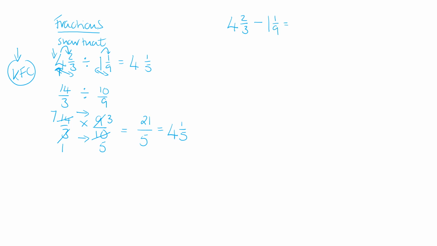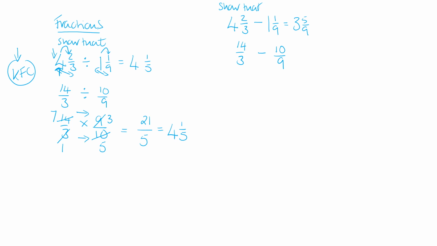And the answer there is 3 5/9. So they do always give you the answer, and it again is a show that question. So again, we need to turn them top heavy. So that's 14 thirds, take away 10 ninths.